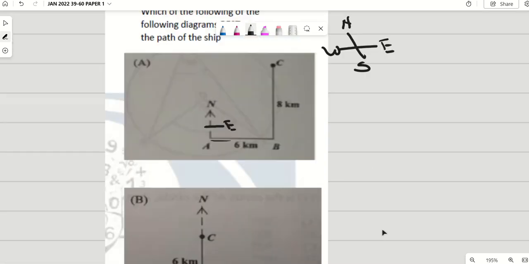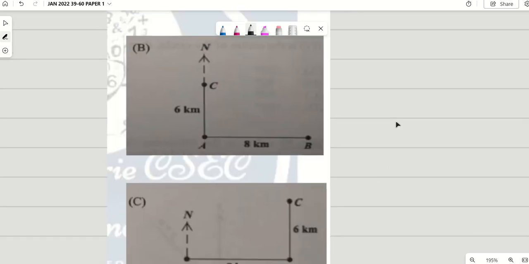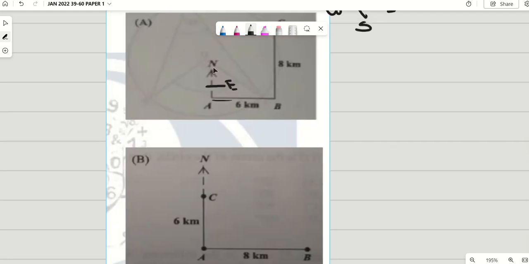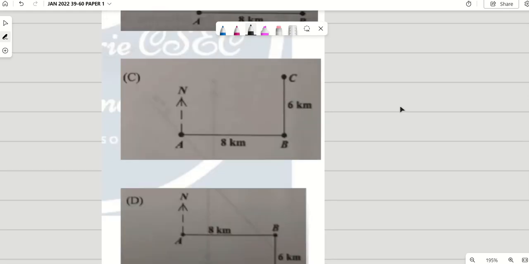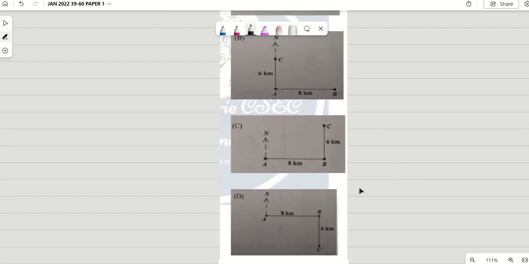And then from B to C, you're going back up. Then they're going 6 kilometers due north to C. From B to C, you're going 6 kilometers. So this here is your original, your N, where your N is at. If we look at this, let me just open this so you guys can see all.